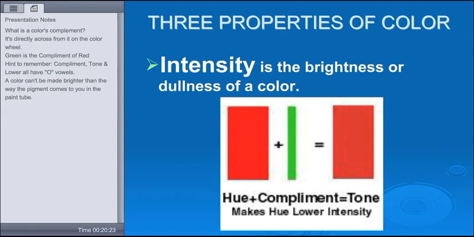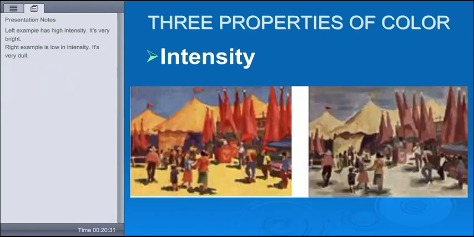Well, and when I put red and green next to each other, it actually makes the two colors appear to be brighter because they complement each other. The left example has high intensity. It's very bright. And the right example is low intensity. It's very dull, and it's because of the color that has been added. What's the complementary color of yellow or the complementary color of red? And that's how we would lower the intensity.